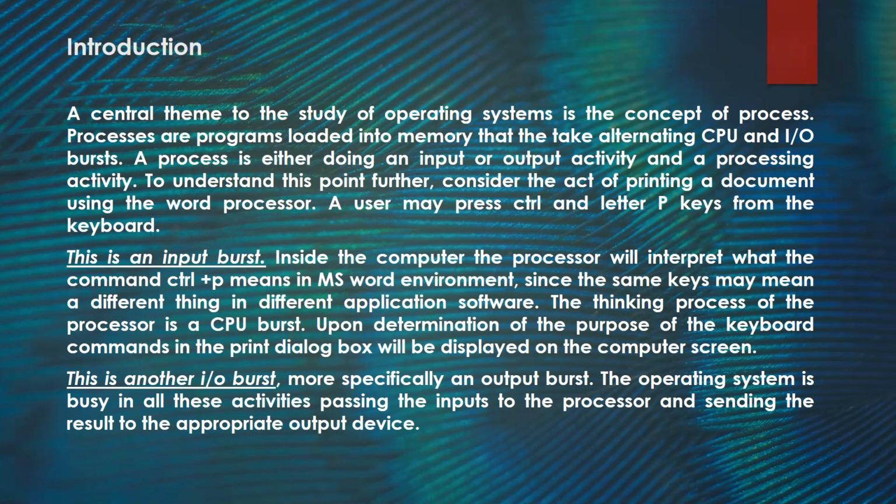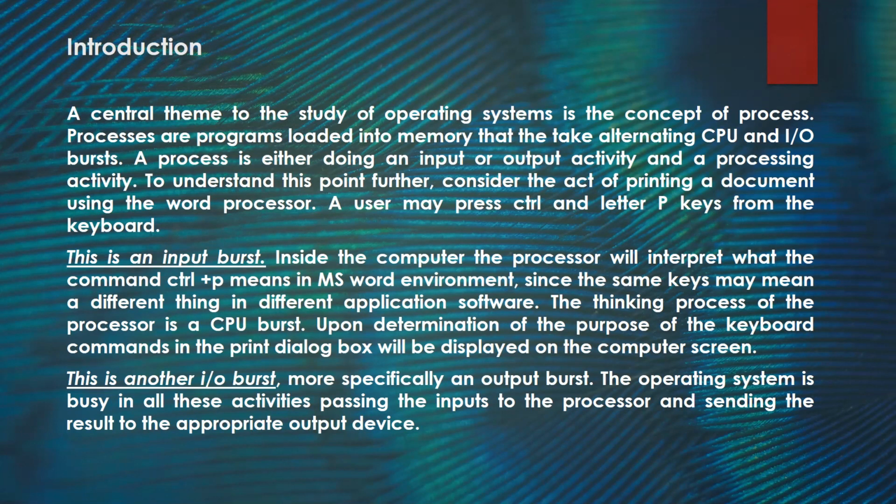To understand this point further, consider the act of printing a document using the word processor. A user may press Ctrl and letter P keys from the keyboard, and this is an example of an input burst. Inside the computer, the processor will interpret what the command Control P means in the MS Word environment, since the same keys may mean a different thing in different application software.